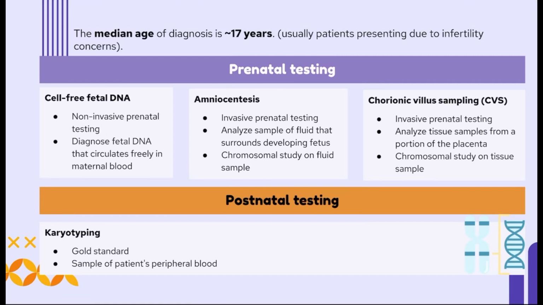Meanwhile, amniocentesis and chorionic villus sampling are invasive testing, which analyze amniotic fluid and tissue sample from the placenta respectively. Both samples would be tested further for chromosomal study. For the postnatal testing, karyotype analysis from the patient's peripheral blood is the gold standard for Jacob syndrome.